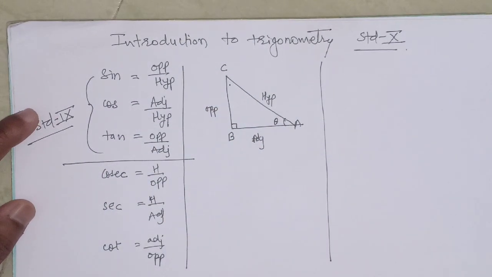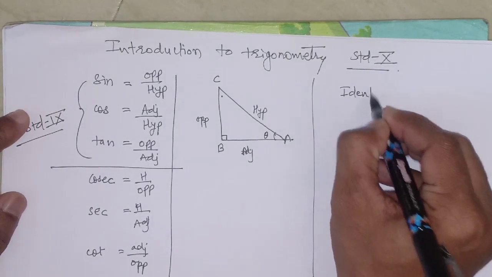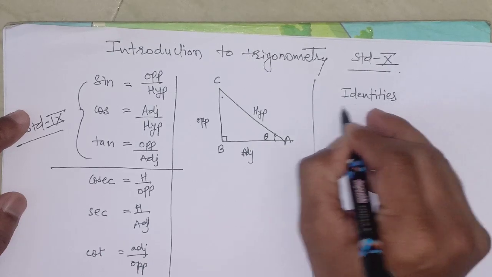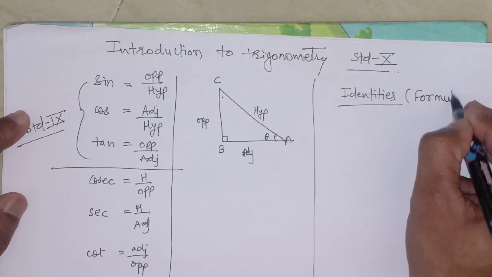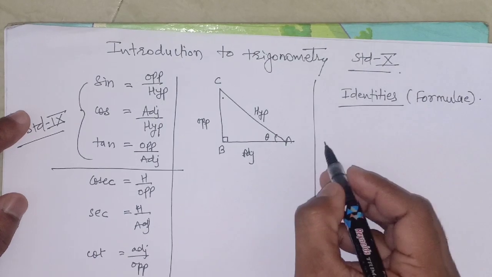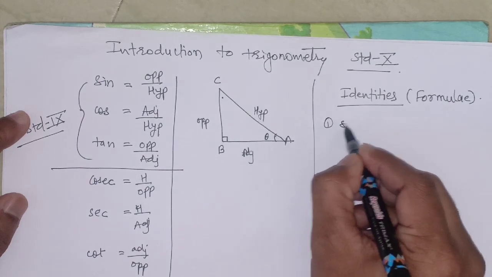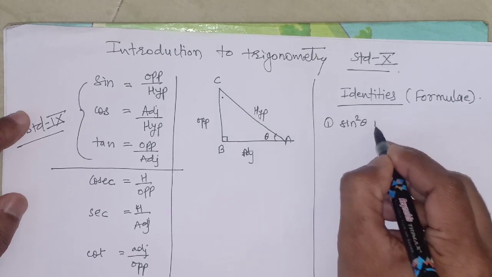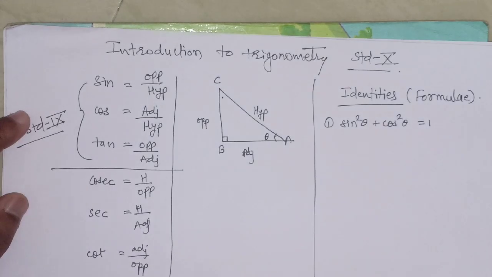Now, we will see identities. Identities, or some people call them formulae. We know one formula: sin square theta plus cos square theta is 1. This is the basic formula and the most important formula.